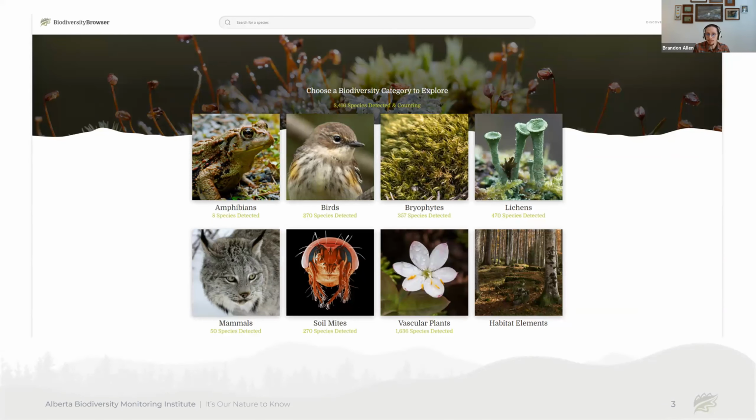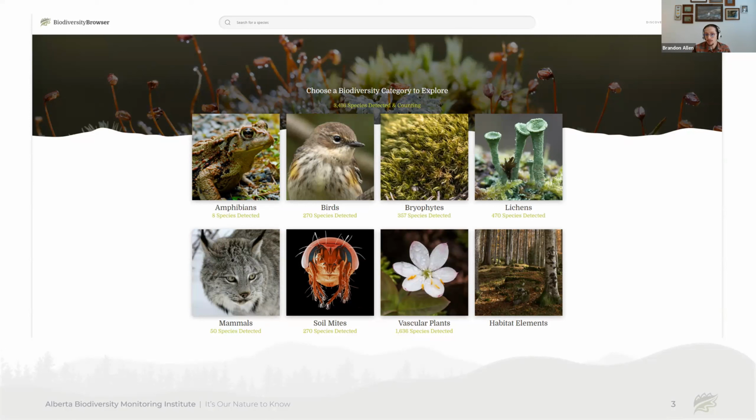So here at the ABMI, we monitor a lot of different species. If you went to the ABMI biodiversity browser, you can see a subset of the species that we've detected in the province. To date, a little more than 3,400 species have been detected. This includes amphibians, birds, bryophytes, vascular plants, soil mites, and mammals. And this website doesn't yet have all the aquatic invertebrate data that we also collect. So add a few hundred to maybe 1,000 more species on top of that. So we have just a treasure trove of biodiversity data in the province.